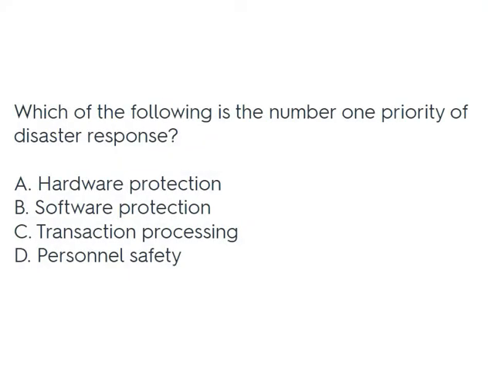Which of the following is the #1 priority of disaster response? A. Hardware protection. B. Software protection. C. Transaction processing. D. Personnel safety. D. Personnel safety.